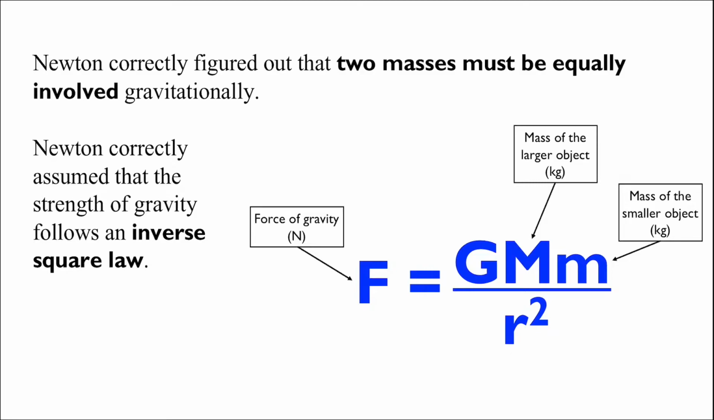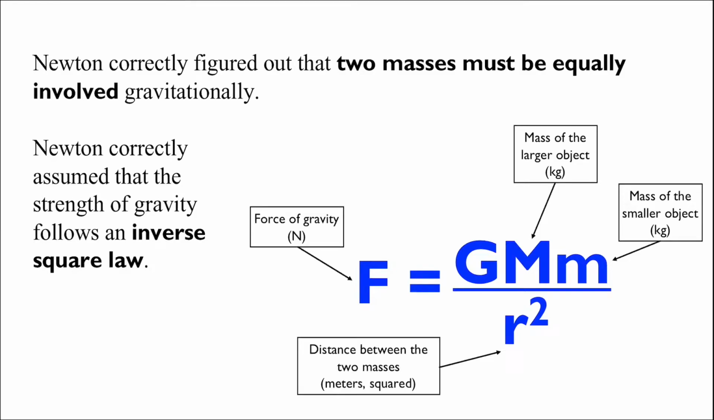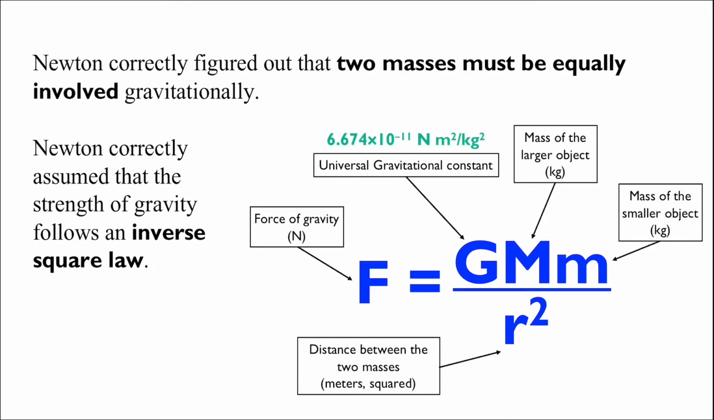The distance between the two objects is given by r, but when we're dealing with an inverse square law, this distance r is squared and in the denominator of the expression, hence the square and the inverse in the inverse square law. The capital G is the universal gravitational constant, which has a value of 6.67 times 10 to the power of negative 11 newtons times meter squared per kilogram squared. This value will be useful later, so it's good to remember it.